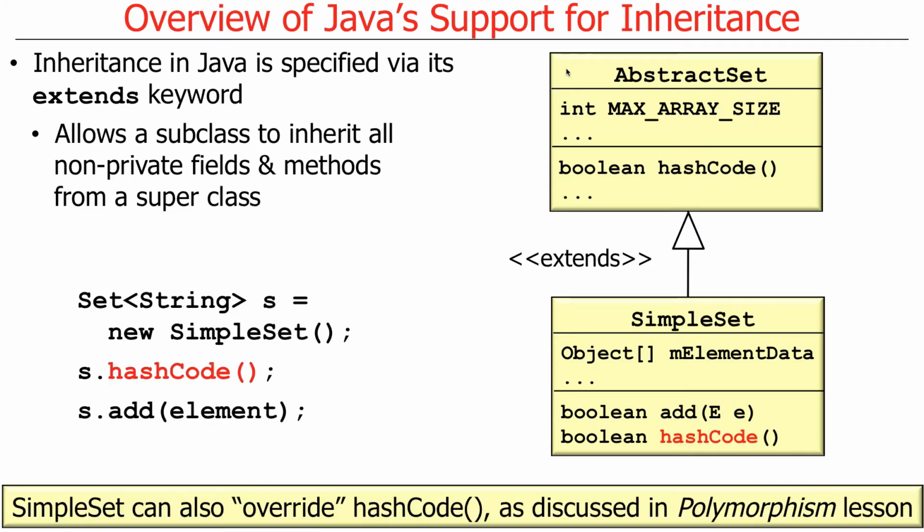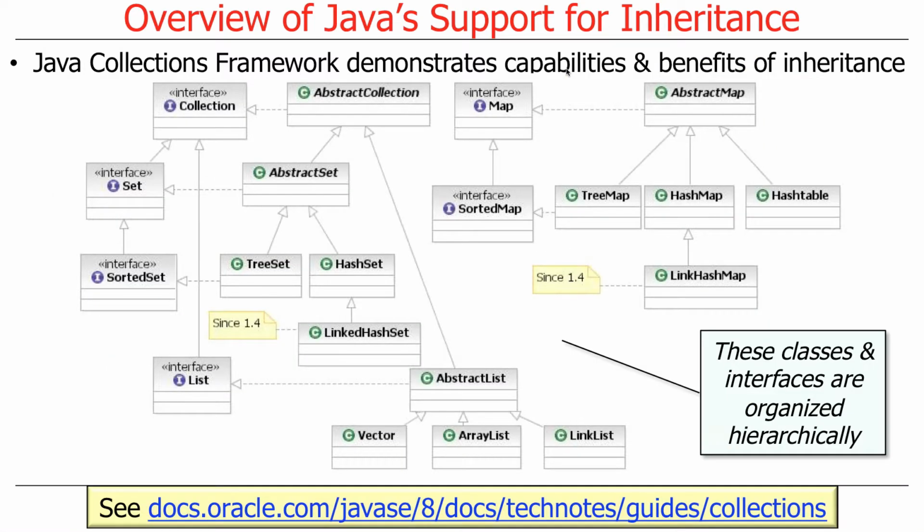Later, when we talk about polymorphism, we're going to say what would happen if, for some odd reason, simple set was to define a method called hashCode with exactly the same signature as abstract set. If that were the case, if the subclass overrode the method from the superclass, then when we said s.hashCode here, that would call this method, not that one. But that only happens if we override this. And we'll talk about that later. For the sake of this discussion about inheritance, let's not focus much on overriding. We'll get to that towards the end.